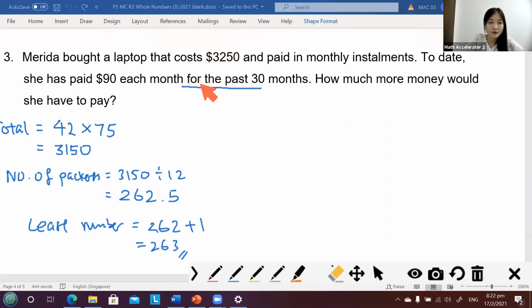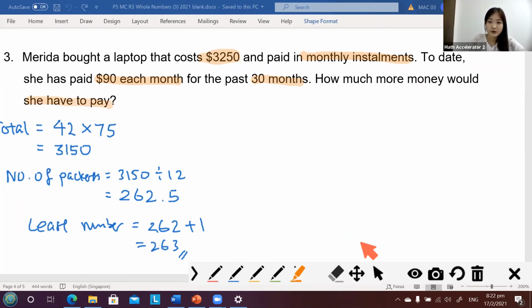Okay, question 3. Miranda bought a laptop that costs $3,250, and paid in monthly installments. To date, she has paid $90 each month for the past 30 months. How much more money would she have to pay?